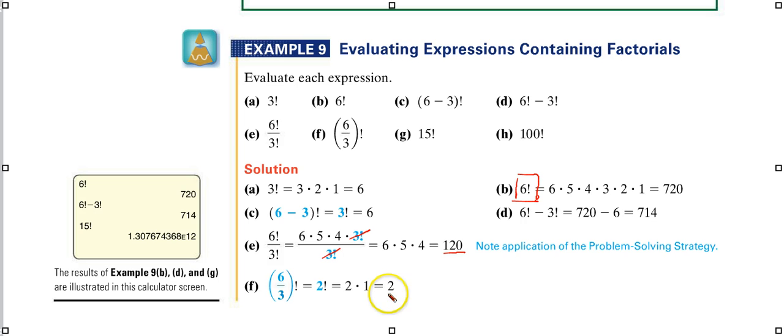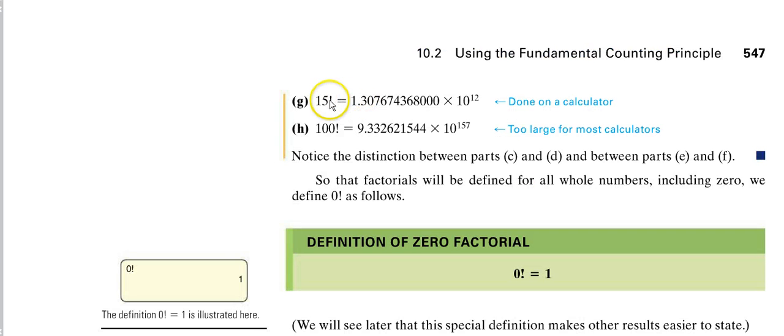2 factorial is 2. Now when you get these humongous numbers like 15 factorial, they're putting it in scientific notation. If you put in 100 factorial, many calculators would not be able to do that. It's too large for most calculators. All right, and then a definition once again is that 0 factorial is just 1. So it's not 0, it's 1.